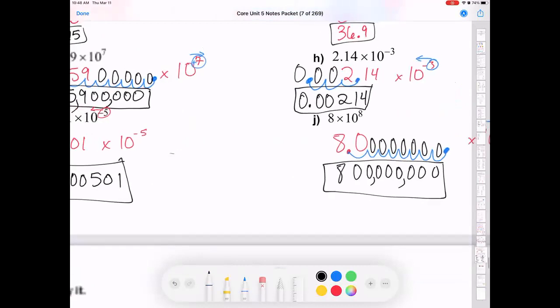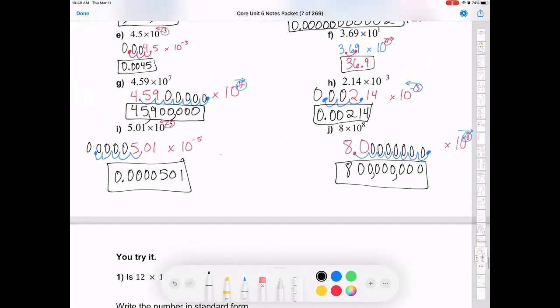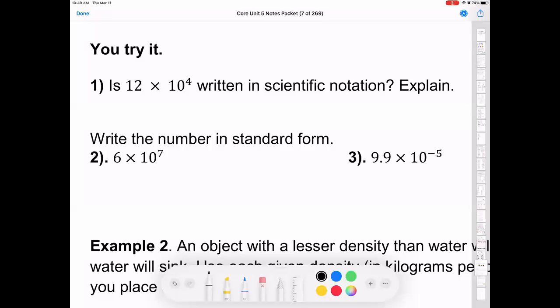Fantastic job to those students. Are there any questions at all on any of those 4? Go ahead, feel free to pause the video and ask. All right, on the you try it is 12 times 10 to the 4th written in scientific notation. Go ahead, please pause the video, try 1 and 2, and then we'll come back together and see what we got.